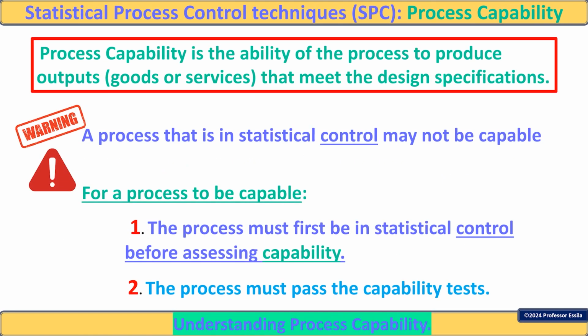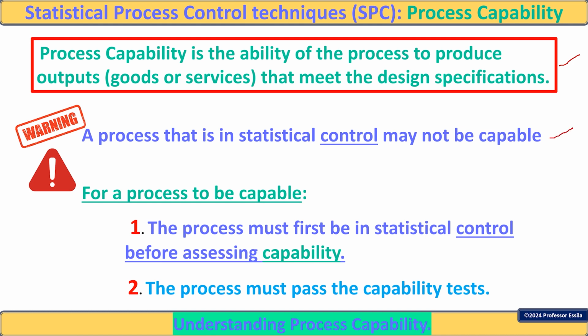So now let's define what process capability is. Process capability measures the ability of a process to produce outputs, such as goods and services, within design specifications. However, being in statistical control does not guarantee that the process will be capable. A process must first be in statistical control and pass all specific capability tests to be deemed capable. Why? Because a process that is in statistical control may not be capable.